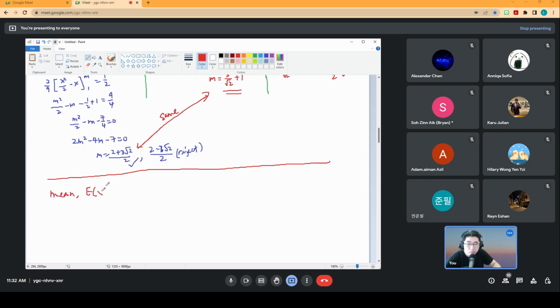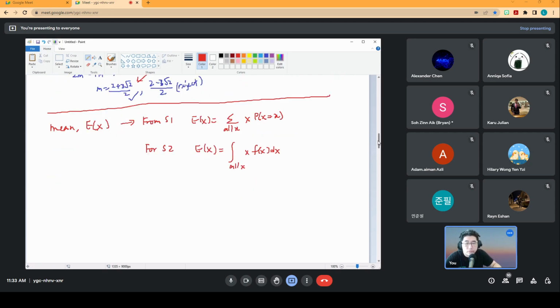Okay, E of x from S1. So we do E of x equals the summation of all x times p(x). So for S2, E of x will be the integration for all x of x f(x) dx. So this will be in the form of integration.